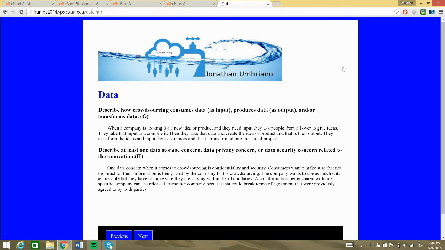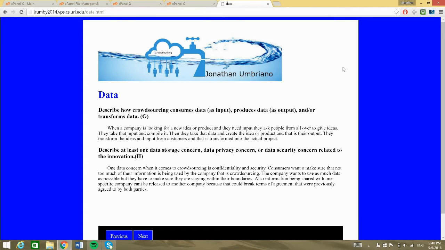When a company is looking for a new idea or product, they need input. They ask people from all over to give ideas. They take that input and compile it. Then they take that data and create the idea or product. That is their output. They transform the ideas and input from their customers into the actual product.